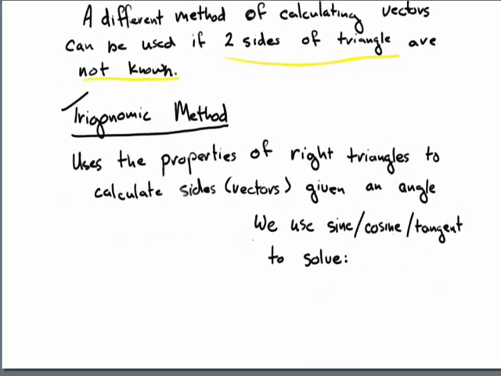So here we go. The trigonometric method relies on some properties of right triangles. And we can use those properties to calculate the sides or the vectors if we are given the angle. We need to know the angle in order to use the trigonometric method. There are three math functions as part of the trigonometric method. They are sine, cosine, and tangent. To be honest, we don't use tangent that much, but I'll teach you a little bit about it anyway.